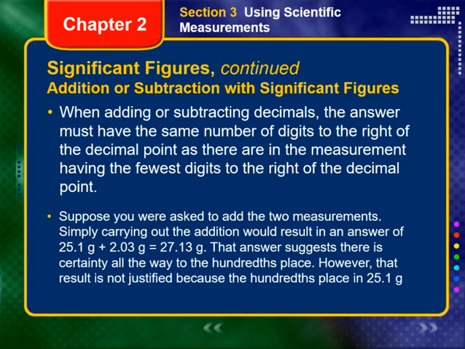Comparing the two values, 25.1 grams and 2.03 grams, the measurement with the fewest digits to the right of the decimal point, 25.1 grams, has only one such digit. Following the rule, the answer must be rounded so that it has no more than one digit to the right of the decimal point. It should therefore be rounded to 27.1 grams.